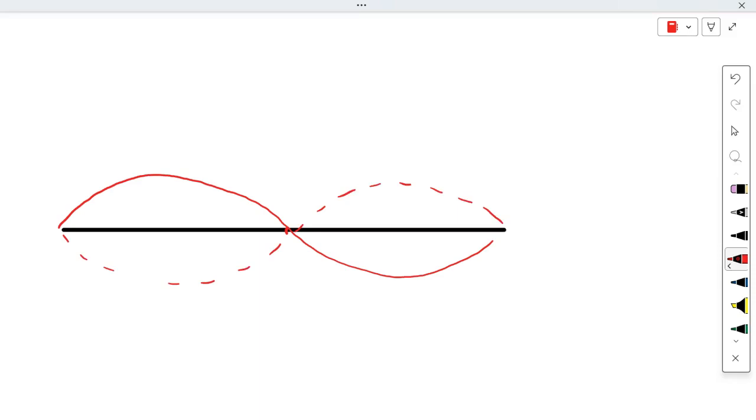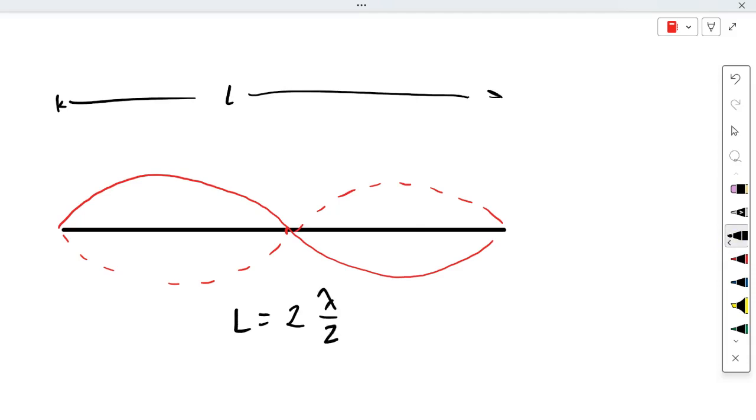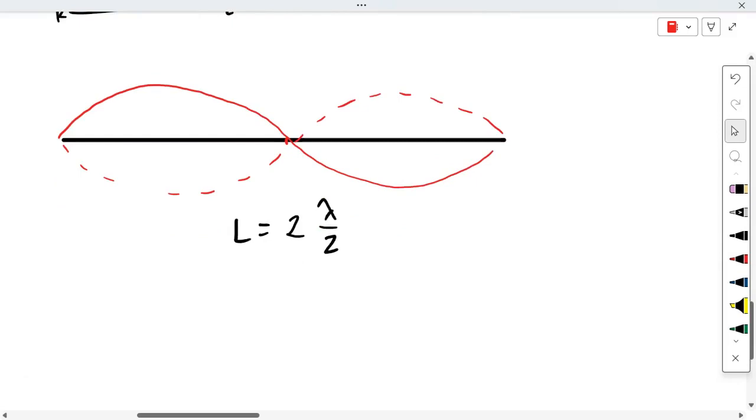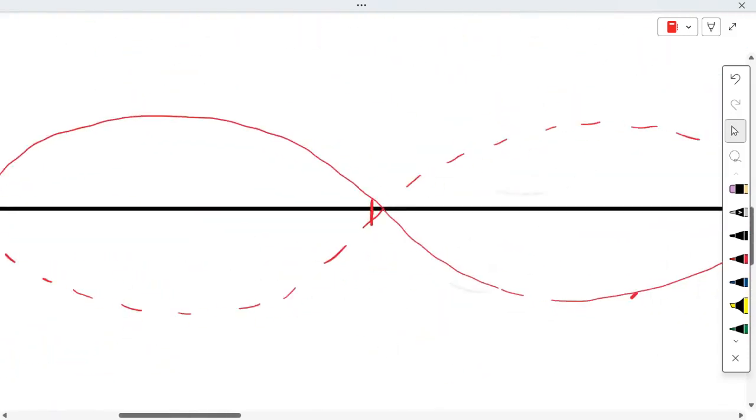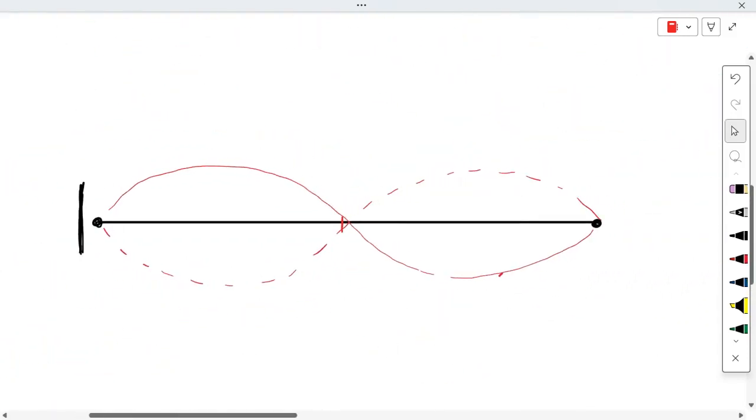Yeah? And here we could say that this length, L, of this string happens to capture two half wavelengths. I know, why wouldn't you just say lambda, but you'll see in a minute. Or this wavelength is 2L over 2. I know, why wouldn't you just say L? You'll see in a minute. 2L over 2. So maybe you can imagine that there's lots of different ways we could make this happen.